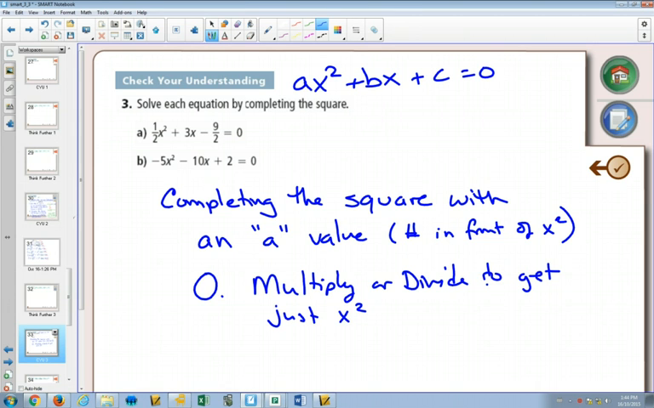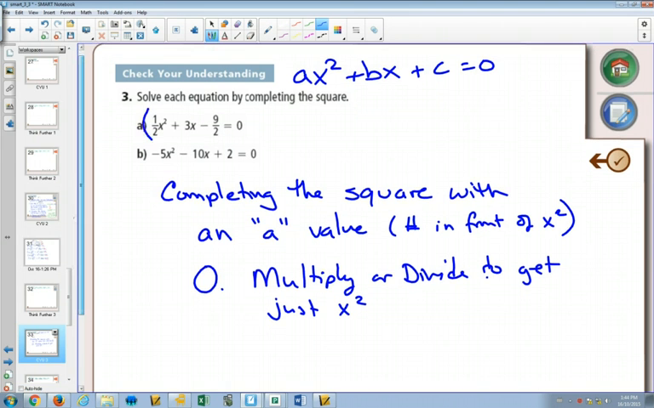Times it by 2. So if I took everything, both sides of the equation, and multiplied everything by 2, that would be like multiplying by 2 on one side of the equation and by 2 on the other side. That doesn't change what it's equal to, just changes what it looks like. So when I multiply everything by 2, do you see that I will get x squared plus 6x? What happens when I multiply the 9 over 2 by 2? I just get negative 9.